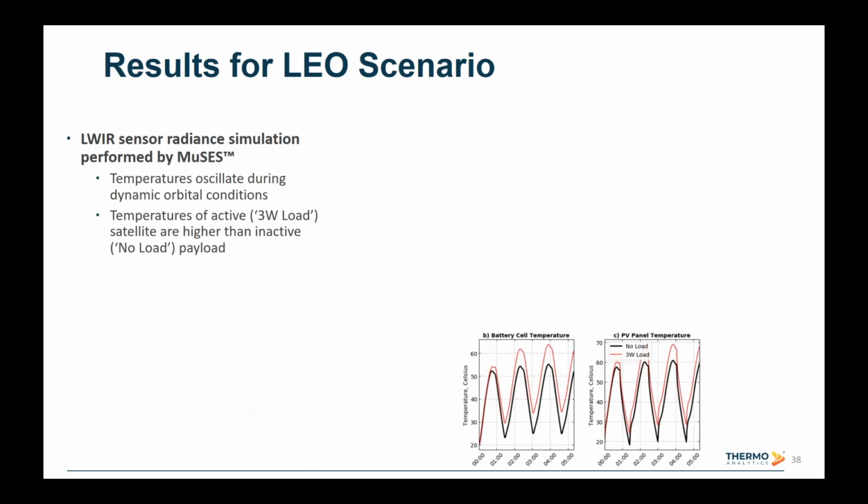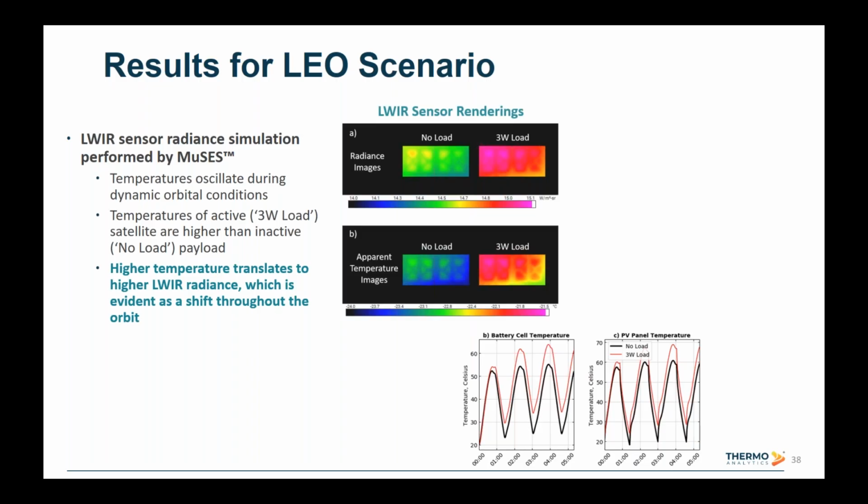So then moving on to the signature prediction results, we're going to be looking at long wave sensor radiance predictions, and these are done by MuSES as well. Just for context, at the bottom, I'm showing the battery cell temperature and the solar panel temperatures as well. As a reminder, what we're going to see here is that the higher temperatures coming from the active satellite is going to translate to a higher long wave infrared radiance.